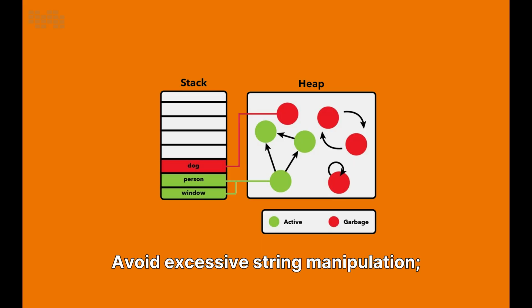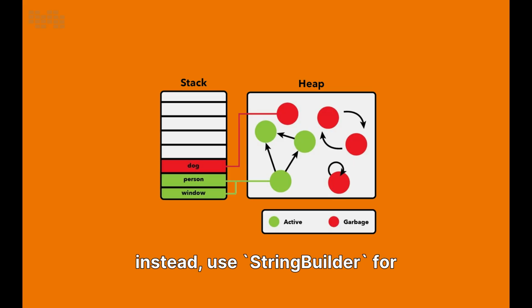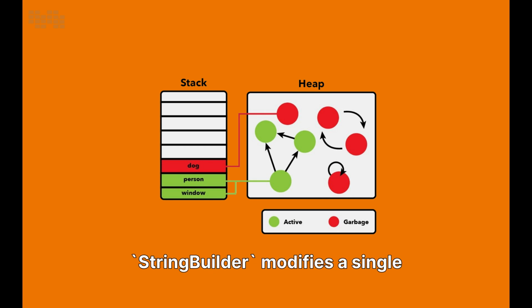Avoid excessive string manipulation. Instead, use StringBuilder for dynamic string construction and cache strings when possible. String operations often create new string objects on the heap, leading to frequent allocations. StringBuilder modifies a single string object, and caching frequently used strings prevents redundant allocations.